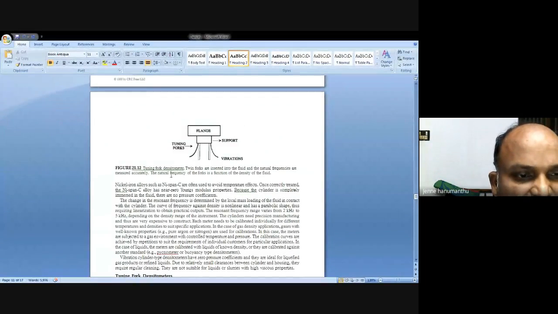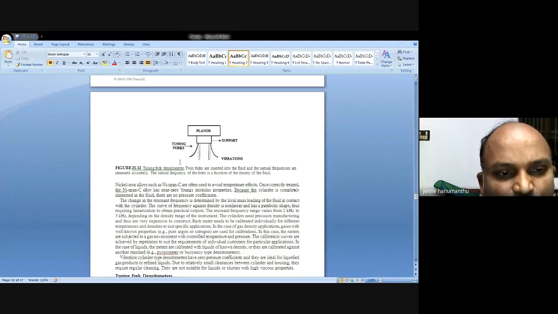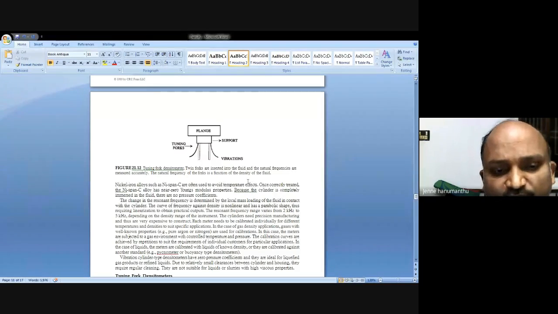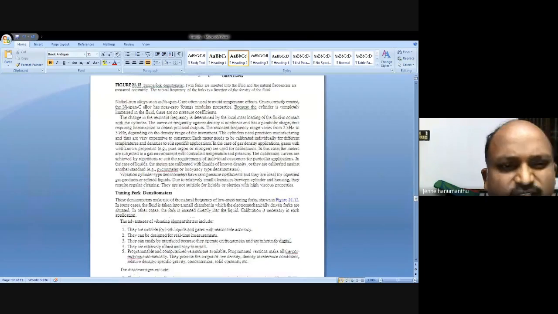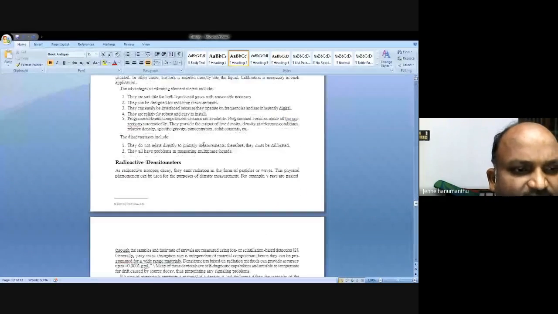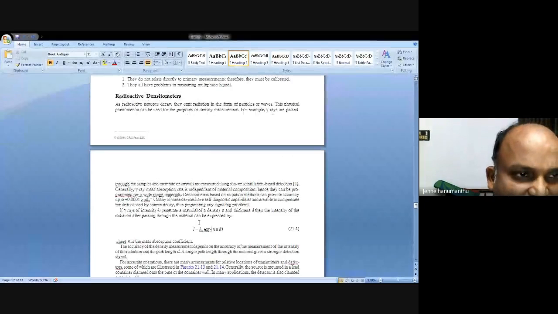See, the tuning fork density meter, twin forks. Twin means this fork and this fork. These two are inserted into the fluid, and the natural frequencies are measured. The natural frequency of the fork is a function of the density of the fluid. Like this, it will measure it. These are not included in the syllabus, but we have to know them. And this next one is available in the syllabus.